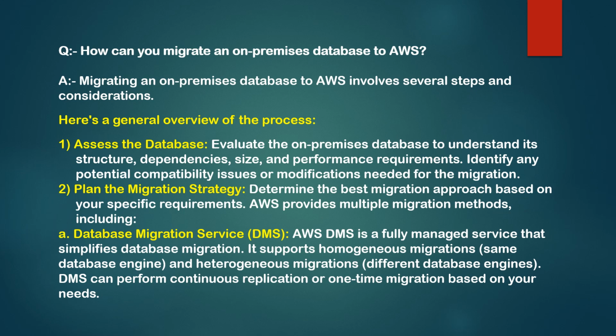Question: how can you migrate an on-premise database to AWS? Answer: migrating an on-premise database to AWS involves several steps and considerations. Here is a general overview of the process. Number 1. Assess the database.